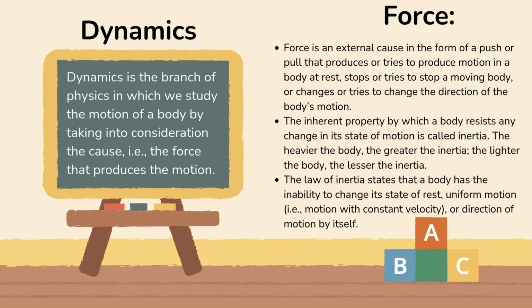The inherent property by which a body resists any change in its state of motion is called inertia. The heavier the body, the greater the inertia; the lighter the body, the lesser the inertia. The law of inertia states that a body has the inability to change its state of rest, uniform motion, that is motion with constant velocity, or direction of motion by itself.